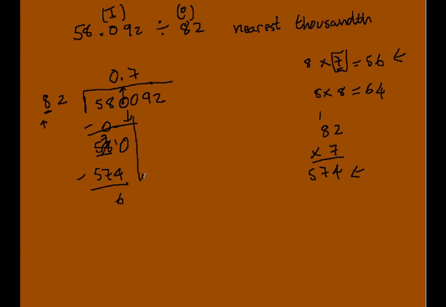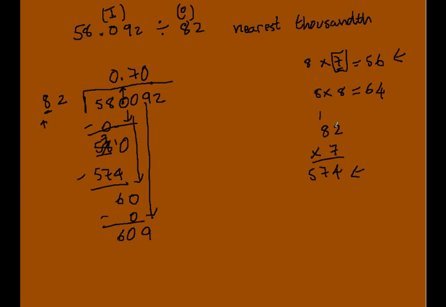Bring down the next number, bring down the 0. 82, how many times 82 goes into 60? 0 times, it just doesn't go. So every time you bring down something, make sure you ask yourself the question, how many times this number goes into that number? 0 times. 0 times 82 is 0, take away, 60 take away 0 is still 60. Bring down the 9. Now we have 609.